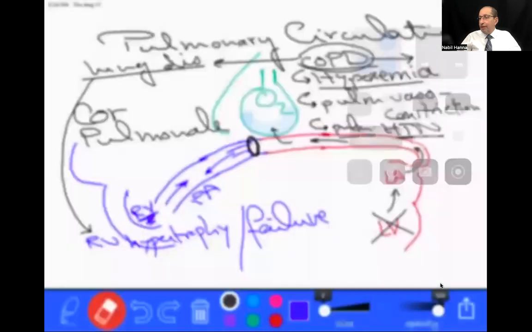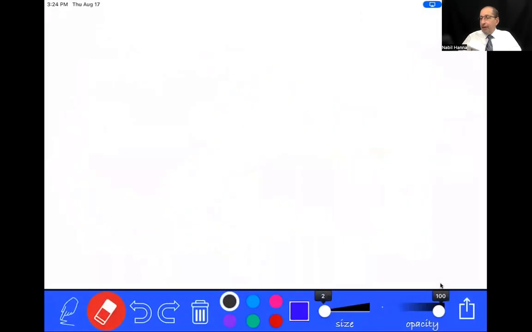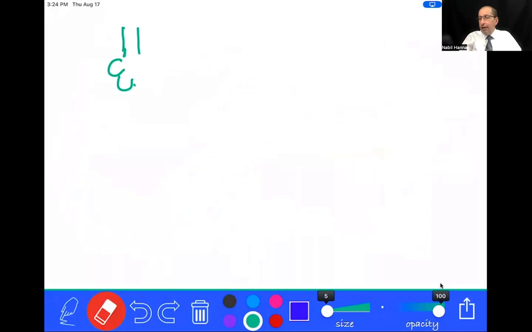Here, we'll get back to the PowerPoint now. Oh, yeah, I wanted to talk also about the structure of the alveoli a little bit. Now, the alveoli normally look like this. They are arranged in this pattern, like a bunch of grapes.